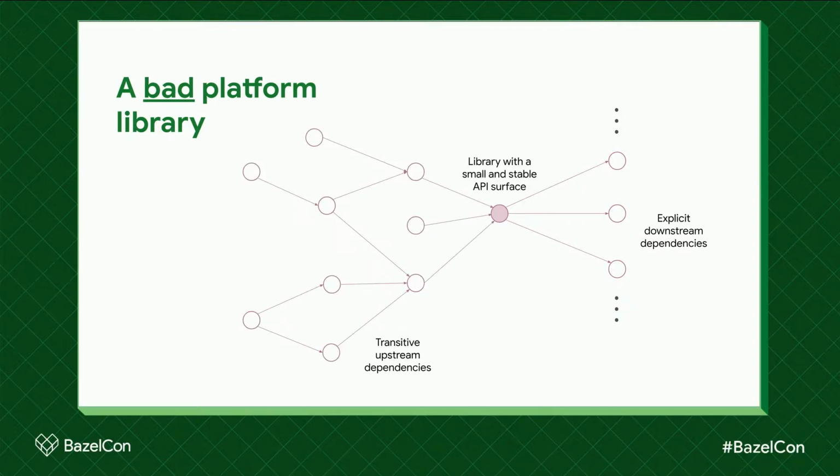However, if we have a bad API design, where our pink target here rather brings in a whole lot of upstream dependencies to it, any changes that might happen on this left-hand side will also invalidate our pink target and thereby cascade and affect our downstream dependencies on the right.